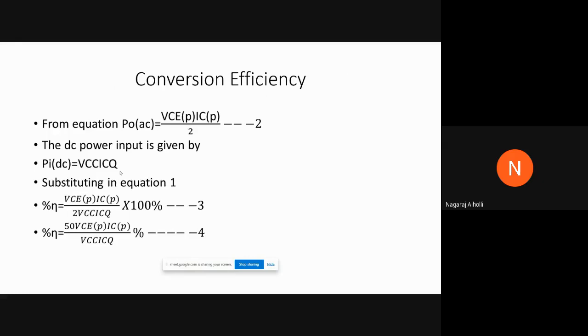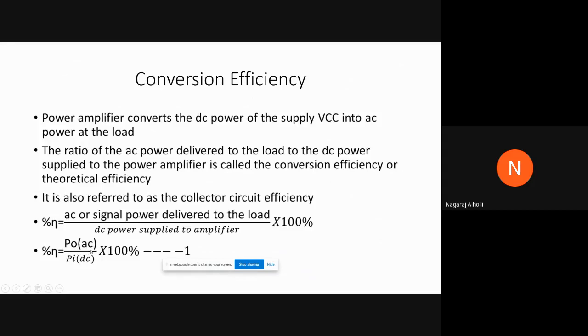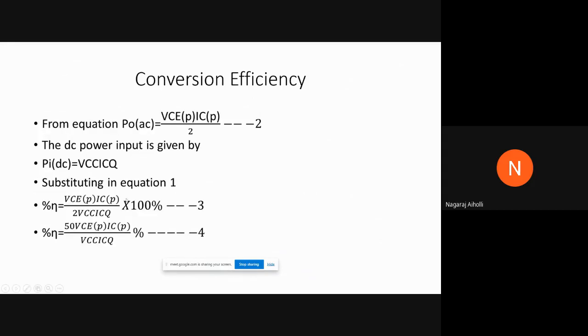That is, the DC supply voltage applied to the power amplifier multiplied by the collector current at the operating point, that is ICQ. If we substitute these in equation 1, percentage efficiency is equal to, with P naught AC in the numerator, Vc peak into Ic peak by 2, and Pi DC equal to VCC into ICQ.